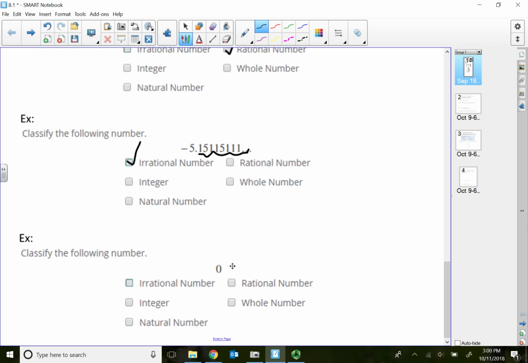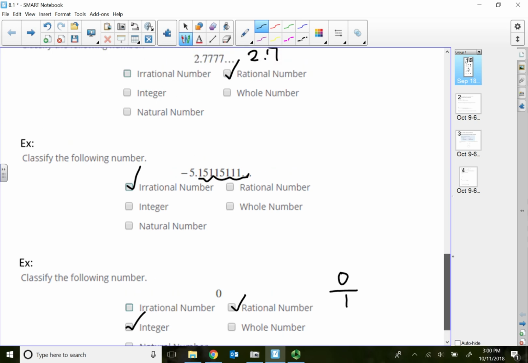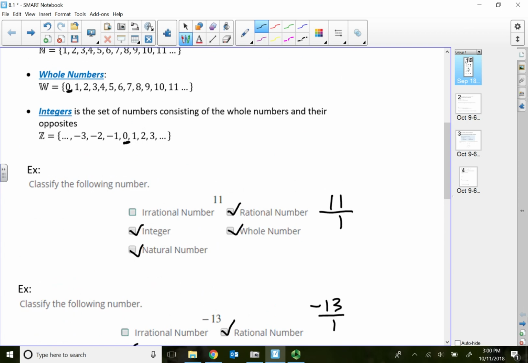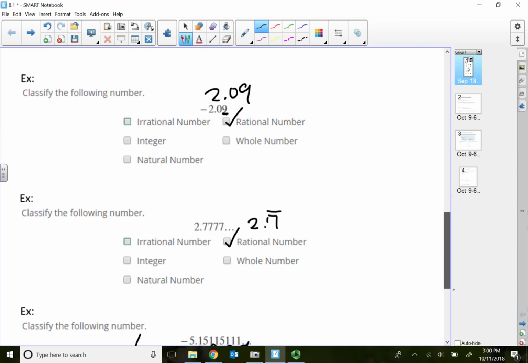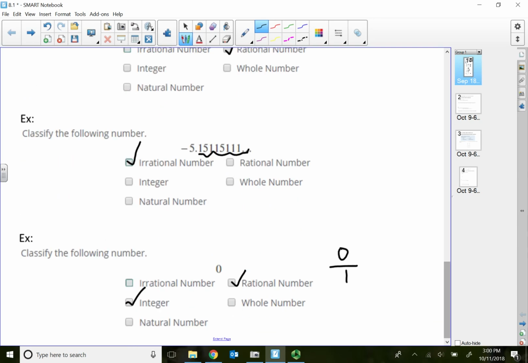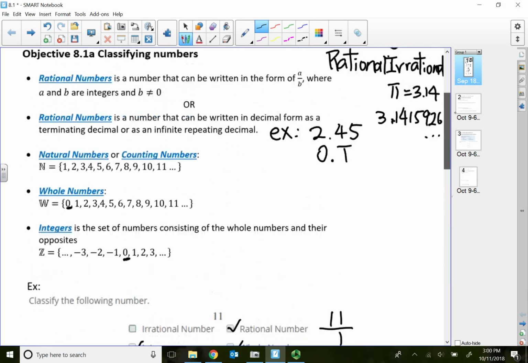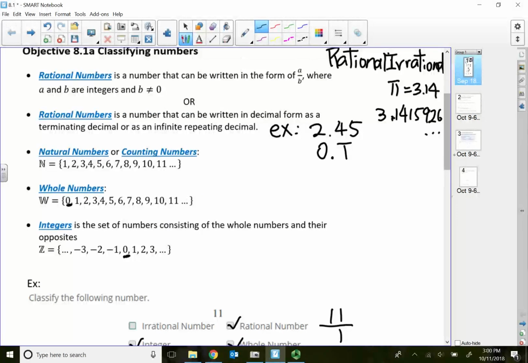Now 0 is the toughest one. 0 is actually a rational number. 0 is tricky. 0 is a rational number because I can write it as 0 over 1, which is a fraction. 0 is an integer. 0 is included inside the integers. 0 is also included in the whole numbers. However, 0 is not a natural number or counting number, because natural numbers or counting numbers start out with 1, not with 0.